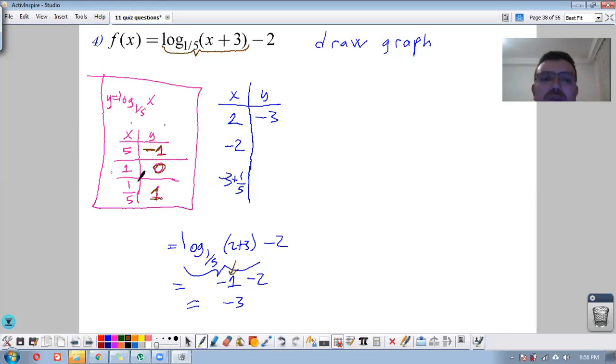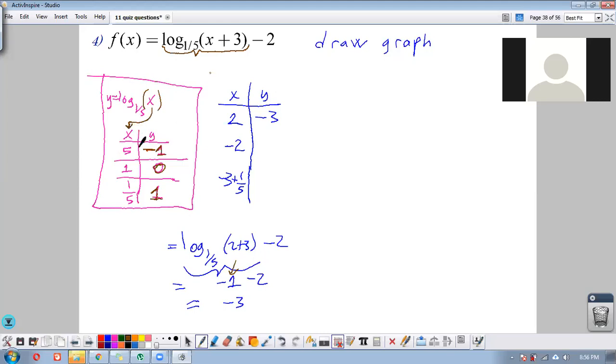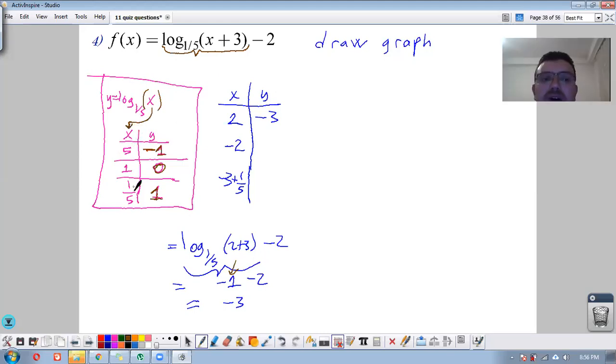So after you prepare this first basic one, it is time to arrange for the real example. So instead of x, that means inside the parentheses, we want these numbers, 5, 1, 1 over 5. So to make it 5, we need number 2. 2 plus 3, 5. The next, to make it 1, we need minus 2. To make it 1 over 5, we need minus 3 plus 1 over 5.